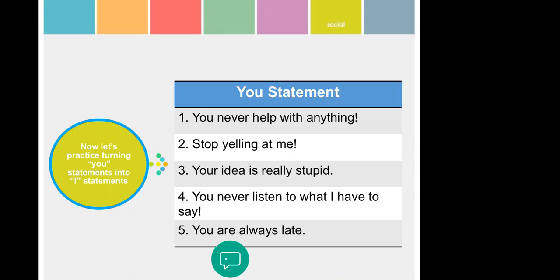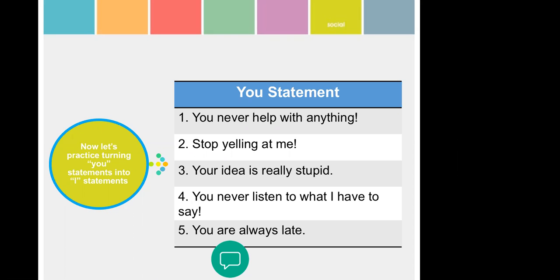Yes, instead of saying, you know, your idea is really stupid, you can say, you know what, I feel like you don't help me, or let's brainstorm. I think your idea could be better. Yes, that still might sound mean, but you're at least getting your point across. I think your idea could be better sounds so much better than your idea is really stupid, right?